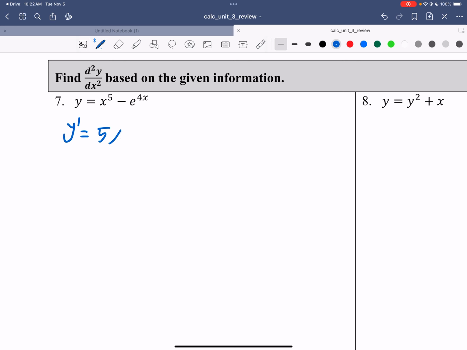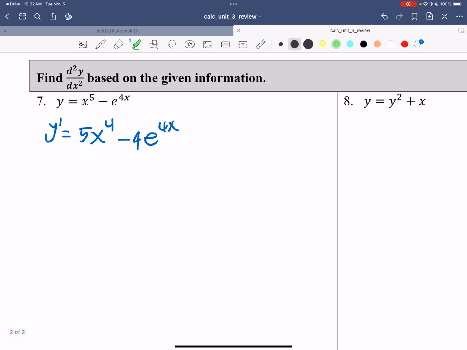So the first one is going to be 5x to the fourth power minus e to the 4x times 4. So I'm going to put a 4 in front of it, okay? Because after this one, you differentiate it as it is, multiply by the derivative of this, which is 4. So I just put it right here.